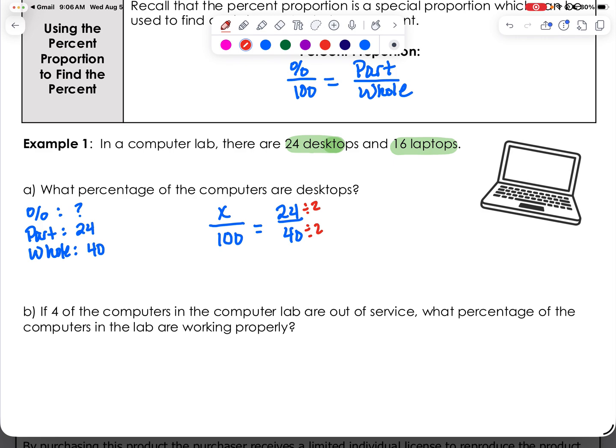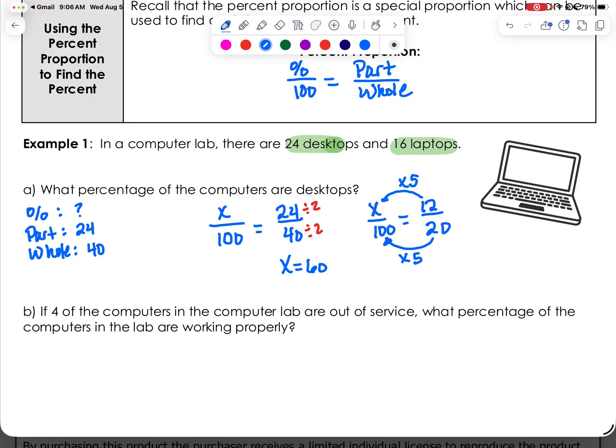So let's rewrite this. x over 100 will equal 24 divided by 2 is 12, 40 divided by 2 is 20. Simply by reducing that second fraction, we can now see the scale factor much easier because 20 goes into 100 5 times. So our scale factor is 5. If I multiply the denominator by 5, I can multiply the numerator by 5 to find my missing number. So 12 times 5 would be 60.